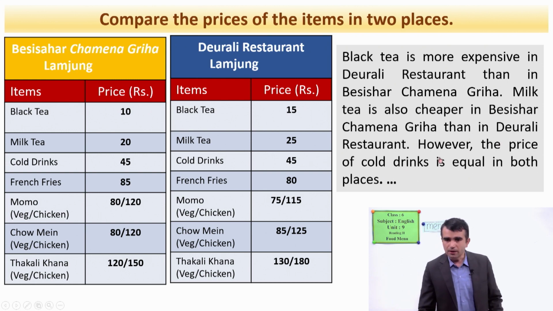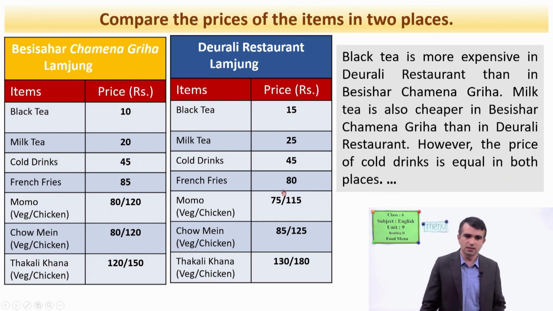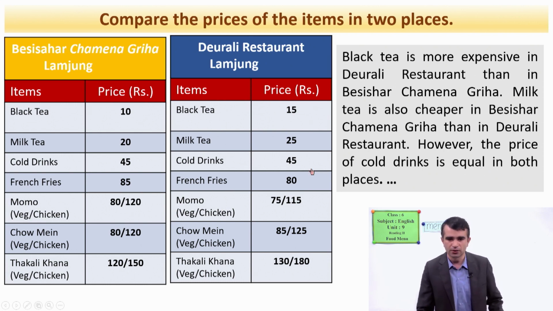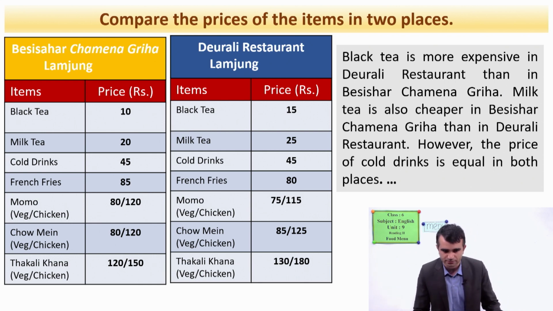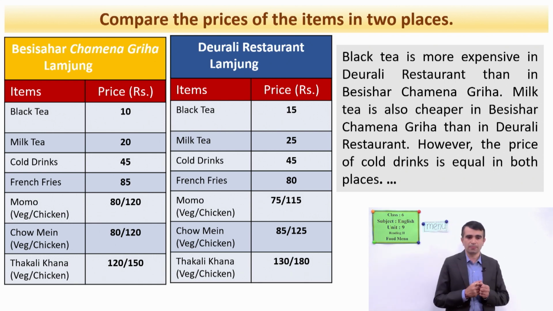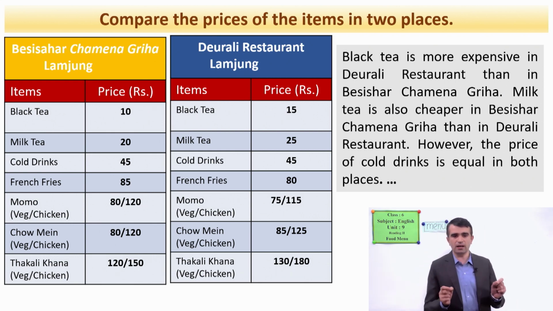However, the price of cold drinks is equal in both places. Cold drinks are 45 rupees here and 45 rupees in Devrali restaurant. That is equal price, the same price. Now, in the same way, you can compare French fries and momo. Please write other sentences or try saying some more sentences.